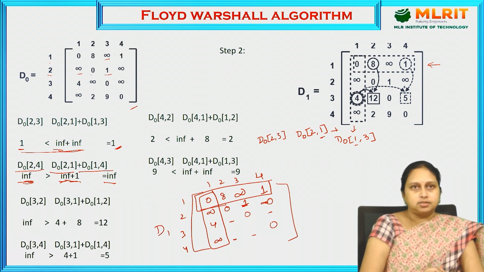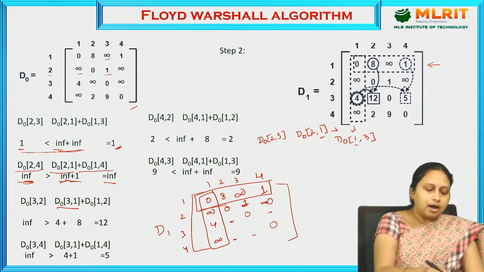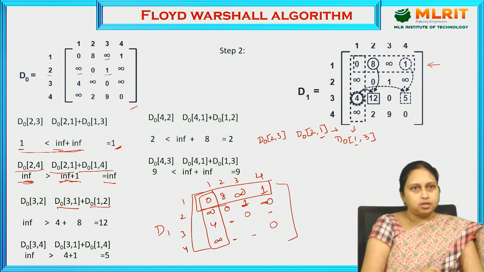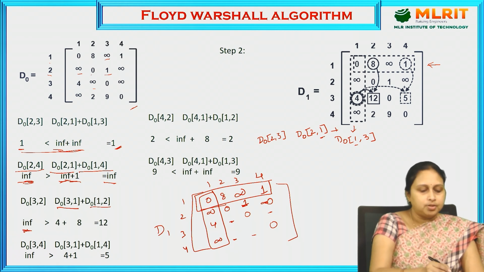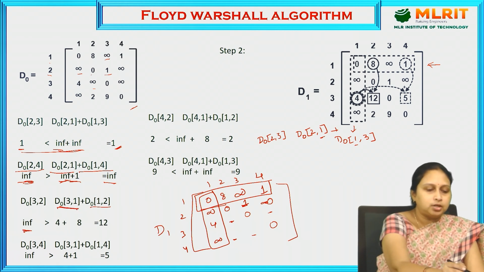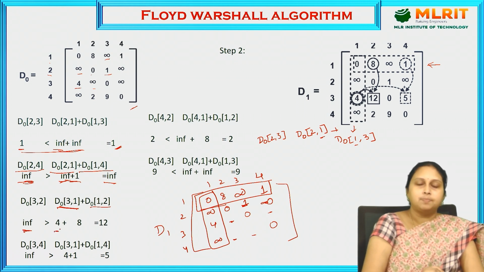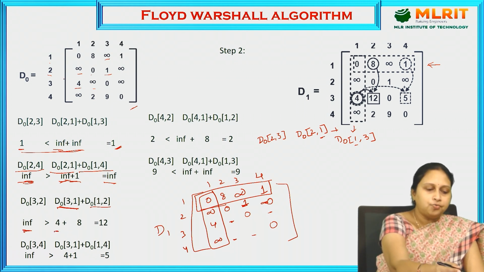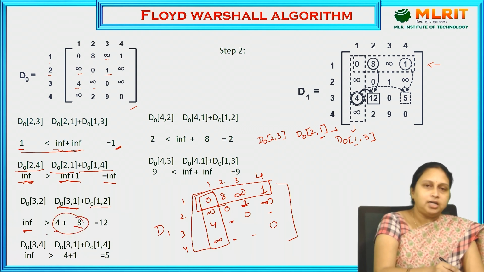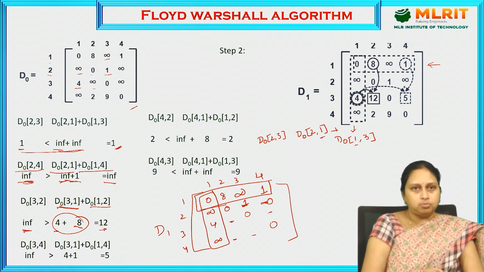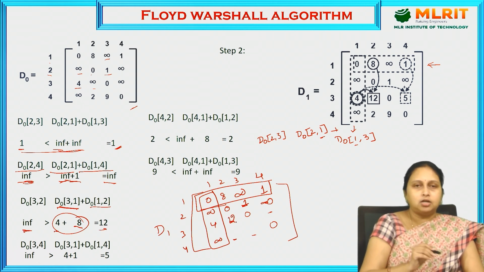Okay. Next, I am going to find 3,2. From this, we need to write D0 of 3,2. We need to use the middle vertex as 1. So, D0 of 3,1 and D0 of 1,2 we need to write. Okay. Now, what is D0 of 3,2 value? 3,2 value is infinity. What is D0 of 3,1 value? It is nothing but 4. 4 plus D0 of 1,2 value. 1,2 value is nothing but 8. 8 plus 4 is nothing but 12. Infinity is greater than 12. So, I am going to take the minimum value, that is 12. We need to replace here with 12.